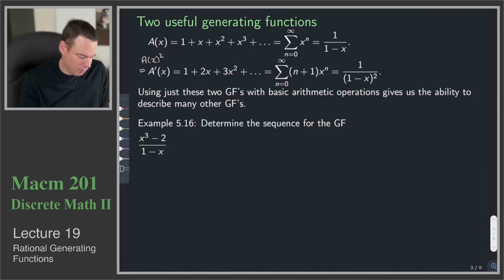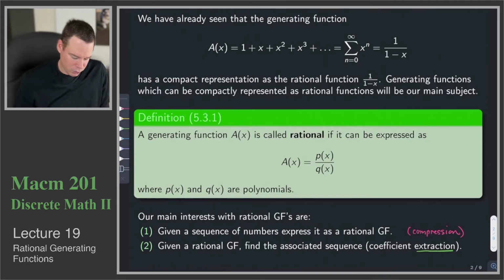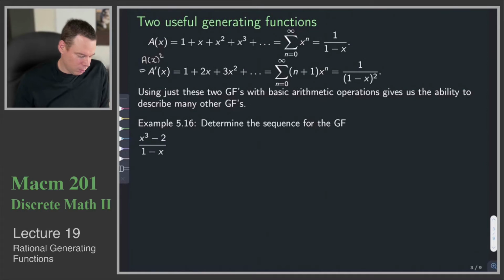So let's look at a number of examples. In each of these examples, I want you to just look at the example and think, is this a question of compression? Are we taking a sequence and trying to write it as a generating function, and take that generating function and write it in some compact form as a rational expression? Or is it an extraction problem? Are we given a generating function and we're trying to extract the coefficients from it? So in this first example, we are given a rational function. We'd like to determine the sequence. So this is an example of an extraction problem.